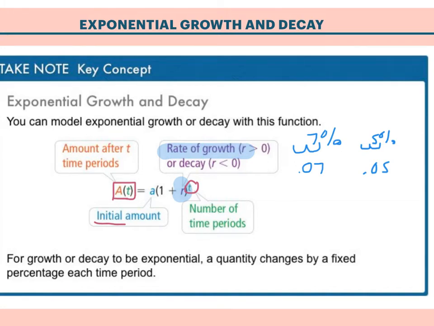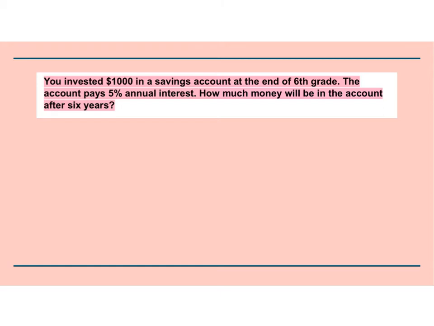So let's do an example. So you invested $1,000 in a saving account at the end of 6th grade. The account pays 5% annual interest. How much money will be in the account after 6 years?